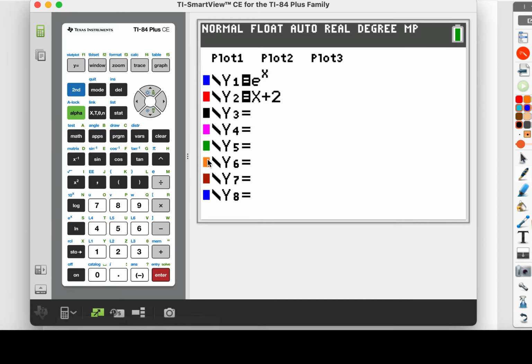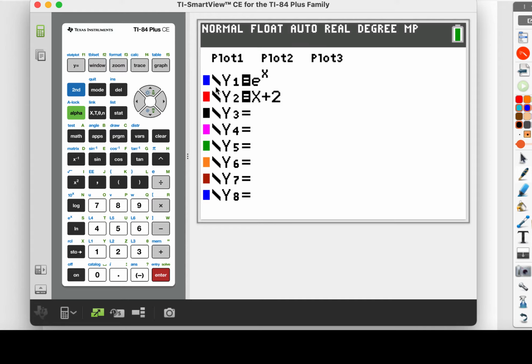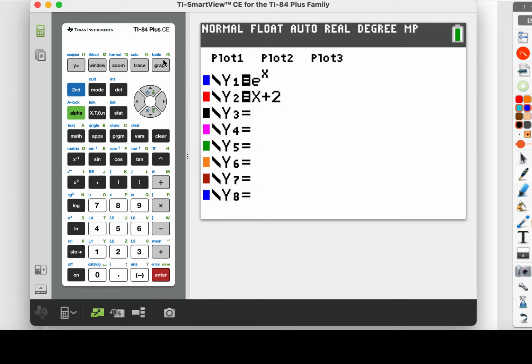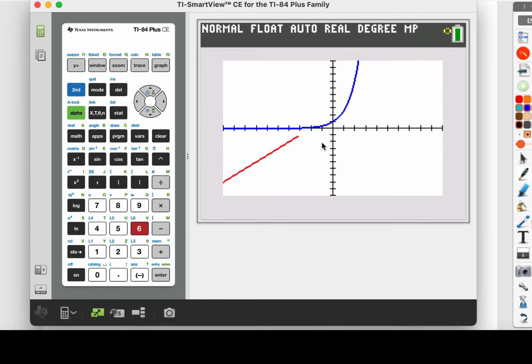I'm going to go ahead and hop on there real quick. Notice I've already pre-typed e to the x and x plus 2. Now you could go over to the left side here and you can talk to your teacher about that, and we may do that in the next example. We can change these straight lines into sort of shading. But to be sure that I can find the points of intersection, I'd rather just graph the lines. So I'm going to go to Zoom Standard so I can see them on the screen here.